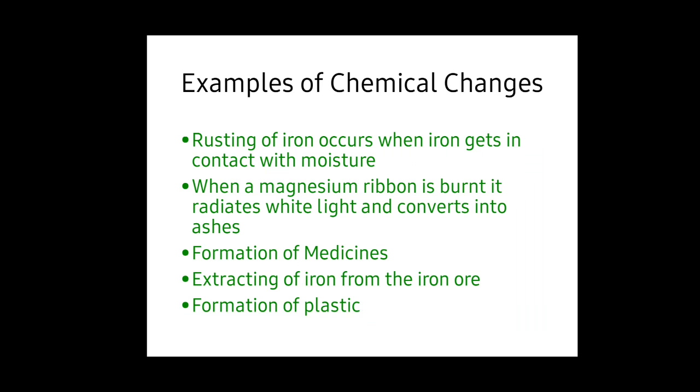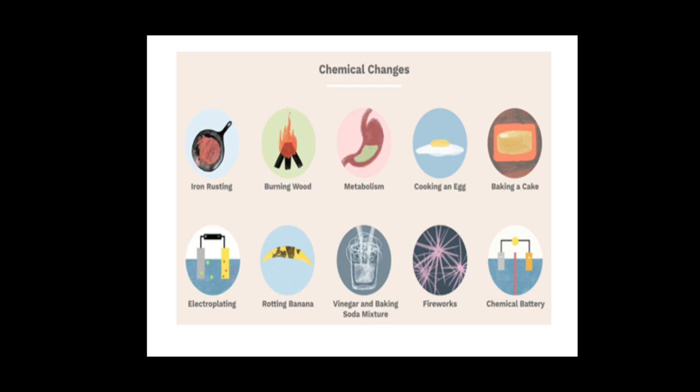Examples of chemical change. Rusting of iron occurs when iron gets in contact with moisture. The rusting of iron. Iron is different from rusted iron. So these two are two different things. When a magnesium ribbon is burnt, it radiates white light and converts into ashes. And formation of medicines, extracting iron from the iron ore, formation of plastics. These are some examples for chemical changes.